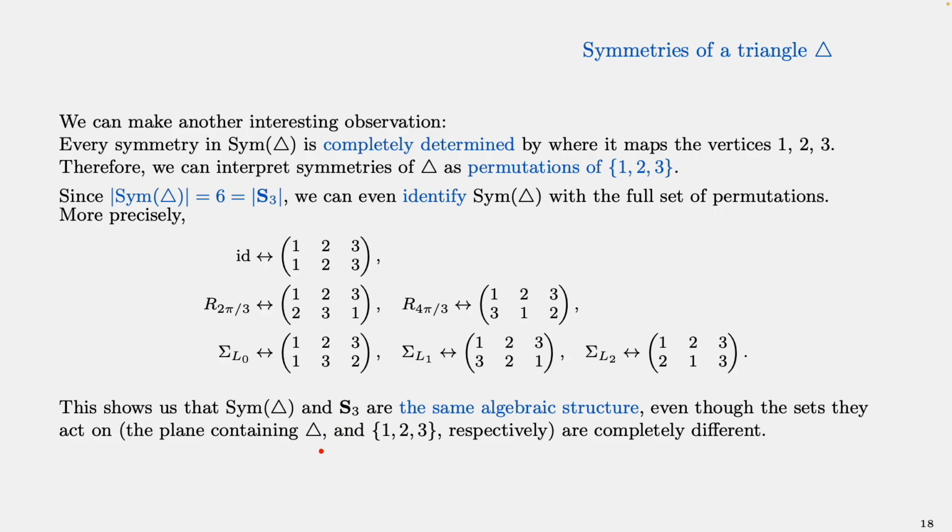So the sets they act on are completely different. One is the triangle and the other one is just a set with 3 numbers. But we've seen that this triangle is in a way sufficiently rigid that we can completely reduce its symmetries to the permutations of these 3 numbers. And that's a very interesting observation, that identical algebraic structures may appear in completely different contexts.